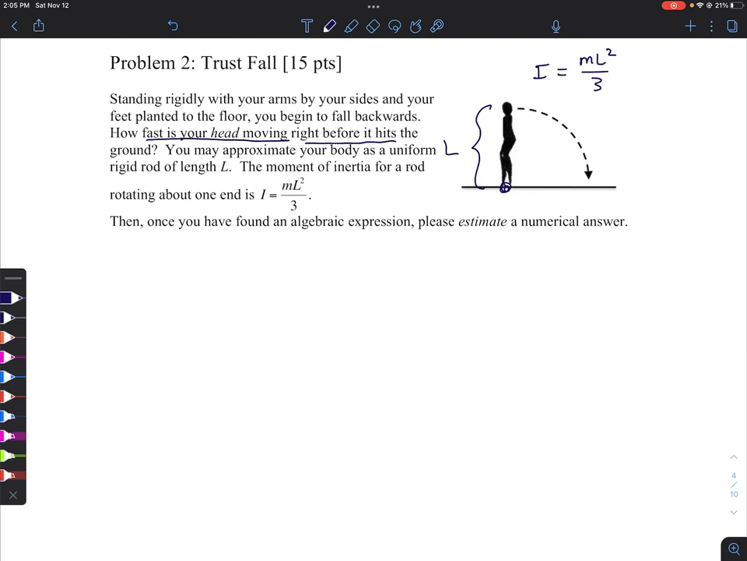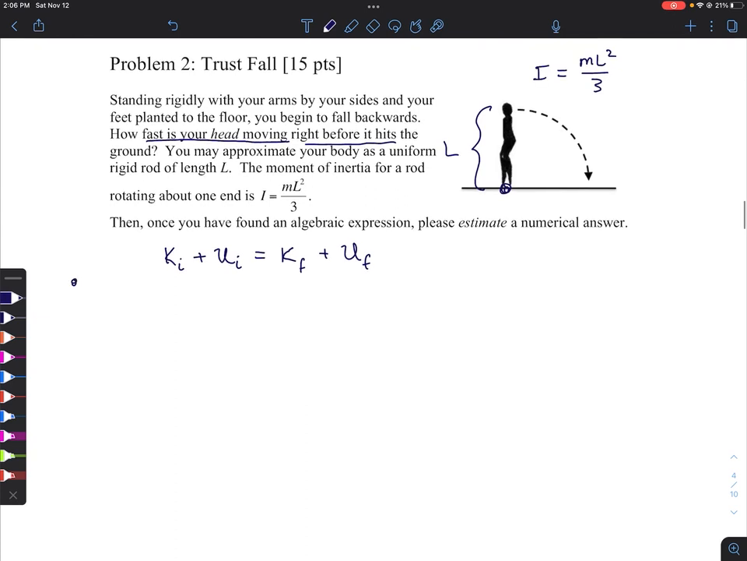Because there's no non-conservative forces, we can conserve mechanical energy, so that means that the initial kinetic energy plus the initial potential energy should be equal to the final kinetic energy plus the final potential energy. So the initial state is when the person is upright. So in this case, the person is falling from rest. So the initial kinetic energy is 0 because nothing is moving. So that will give us 0.